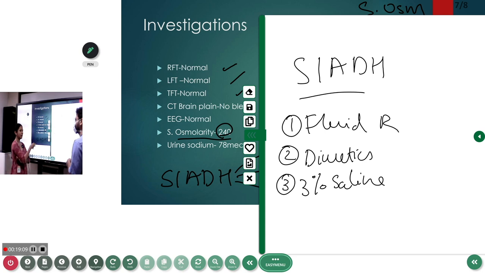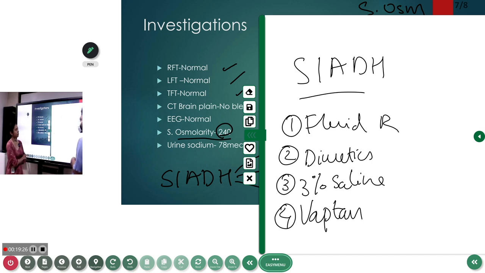And her repeat sodium, what was it? 108. What was the next sodium? After starting tolvaptan, the sodium level came to around 114. Okay. So in this patient, when will you start tolvaptan? If the sodium is not improving even after 24 hours, then we can plan on starting tolvaptan. What was the dose of tolvaptan given? 15 mg OD.